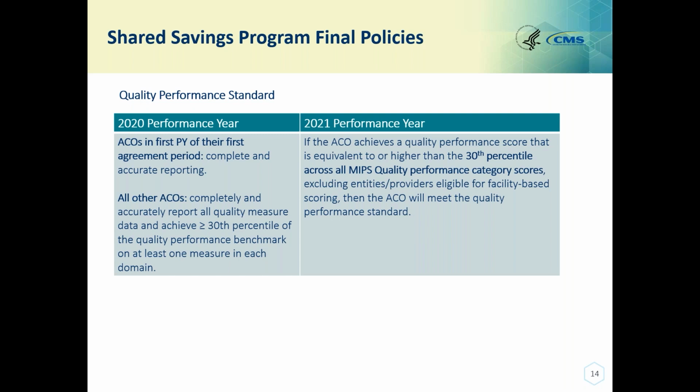So on this slide, we describe the quality performance standard that will be in place for Shared Savings Program ACOs for performance year 2021. The quality performance standard is the minimum performance level that ACOs must achieve in order to be eligible to share in savings earned, avoid maximum shared losses under certain payment tracks, and also avoid certain quality-related compliance actions. So for performance year 2021, an ACO will meet the quality performance standard if the ACO achieves a quality performance score that's equivalent to or higher than the 30th percentile across all MIPS quality performance category scores, excluding entities and providers eligible for facility-based scoring.